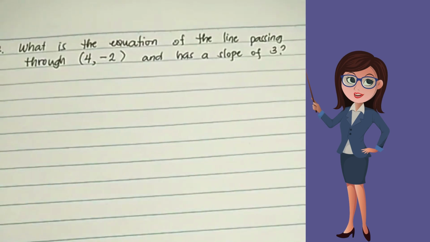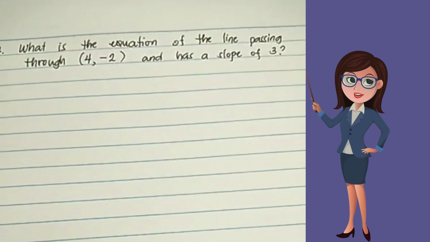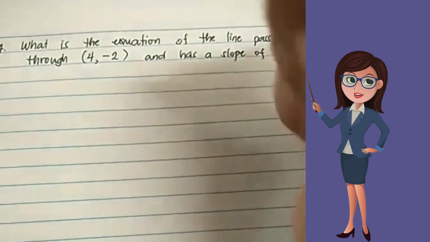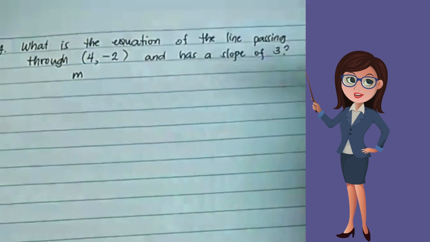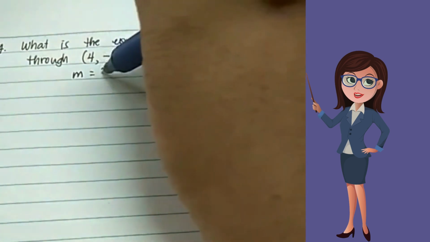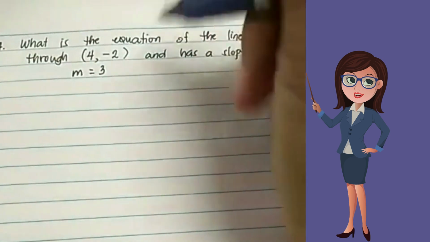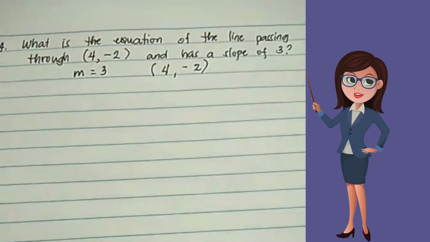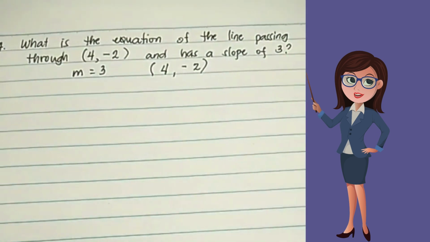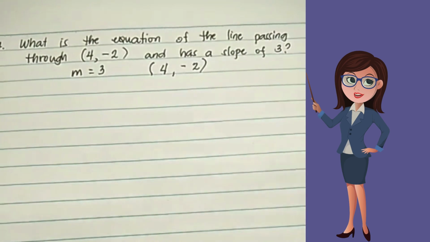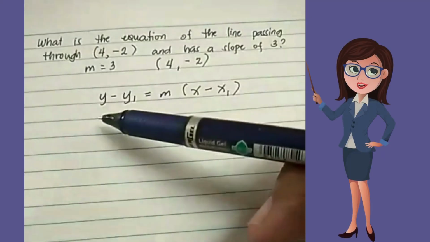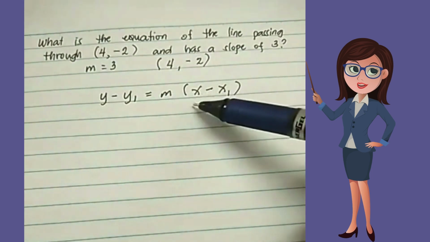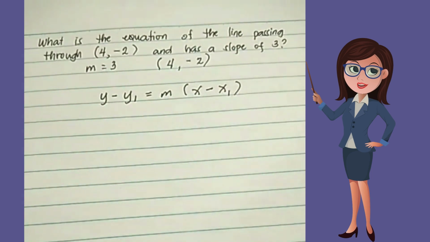We have here, what is the equation of the line passing through 4, negative 2 and has a slope of 3. Based on the problem, you are given the slope which is 3. And it passes through the point given by the ordered pair 4, negative 2. So in case of this one, we will be using another form or equation of a line given by y minus y sub 1 is equal to m multiplied by the quantity x minus x sub 1.